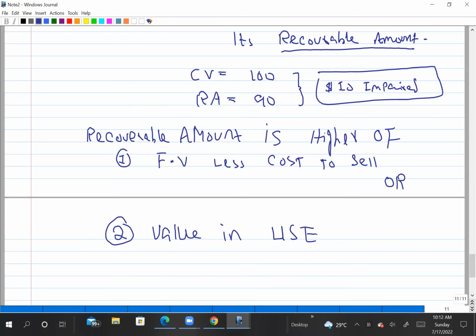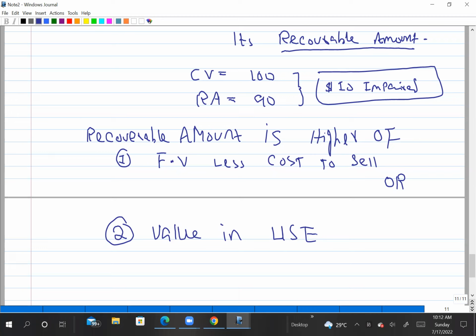So to get the benefit from the asset, we have only two sources. Either we will sell the asset or we will use the asset. So what the business will do is use the option which will give it the best benefit. If I can sell the asset at $100, but if I continue to use the asset, I can get $120, what will I do? Obviously, I will use the asset, or vice versa. So recoverable amount is the higher of fair value less cost to sell or value in use.